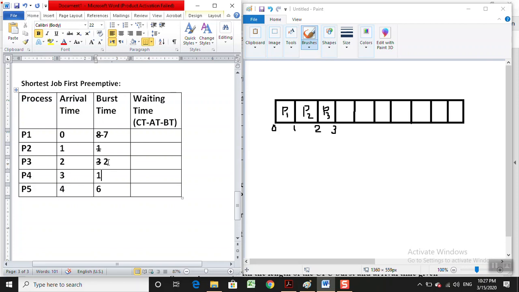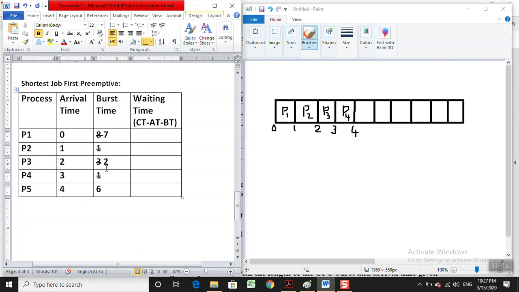than P3. So P4 will be scheduled here, and it will continue its job until 4 milliseconds, because it has only 1 millisecond and it has also completed its job. Now at 4 milliseconds, which process has arrived? P5. But does it have a lesser burst time? No. Which one is available? All processes have arrived at this point now.